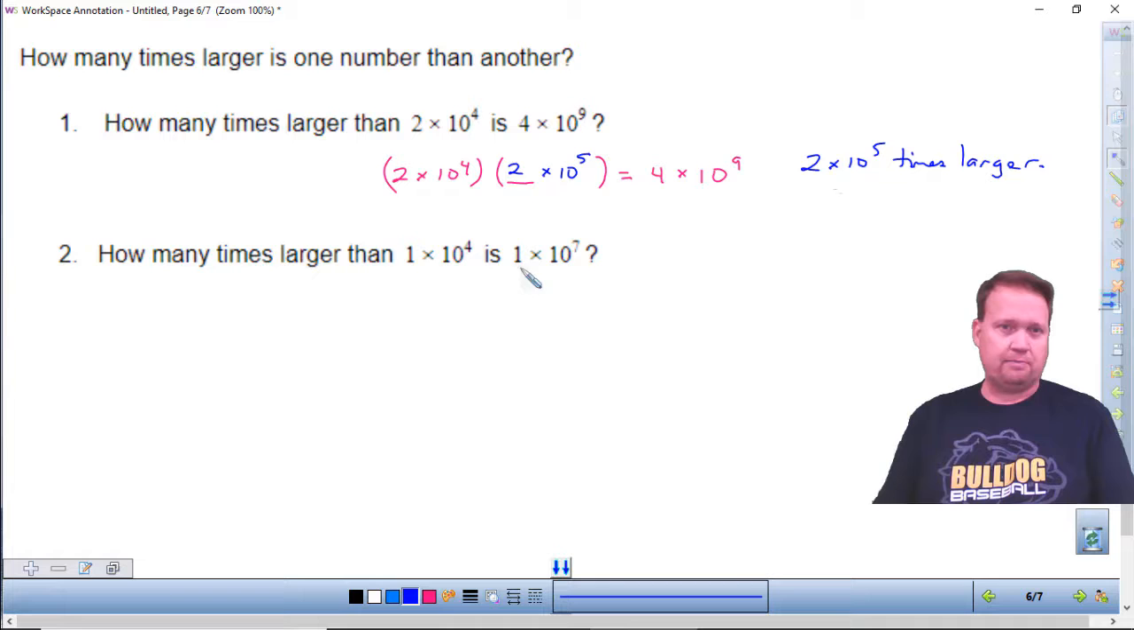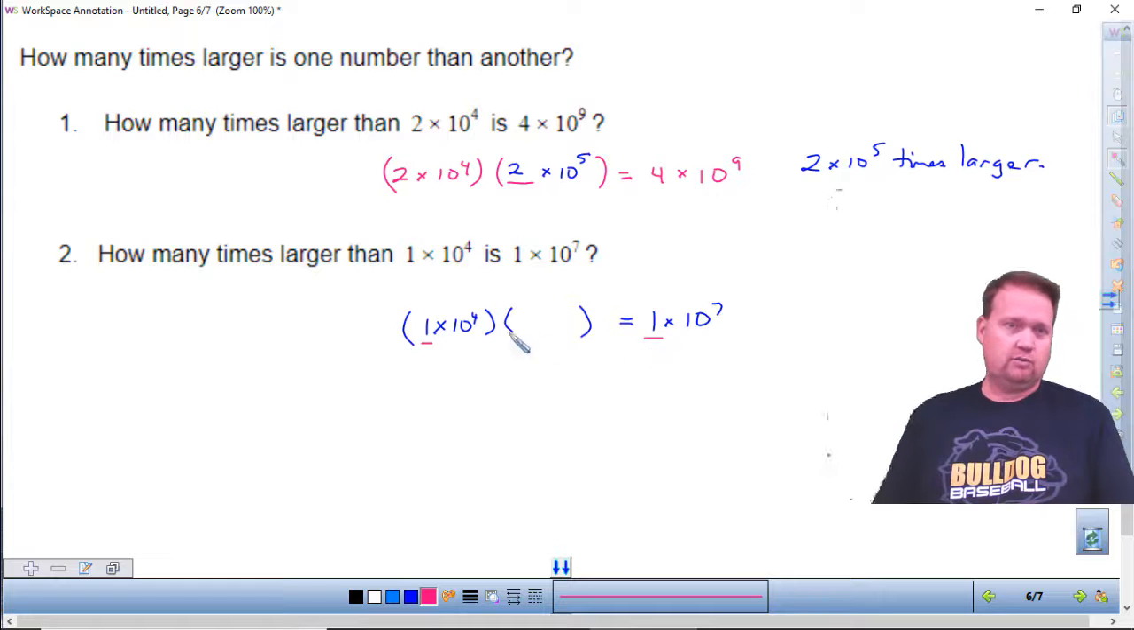Let's take a look at another example. How many times larger than this? This is my smaller one. This one has the bigger exponent, so I'm going to put that over here on the right side. And I want to know, what do I multiply that by? That's a 1 times 10 to the 4. And now the question is, what goes in the parentheses? Well, there's a 1, and it's also a 1, and 1 times 1 is 1, so this has to be a 1. And now we're just going to fill in the rest, times 10 to the, and what's the missing power? It was a 4 here, and here it's a 7. I'm missing 3 more 10s. So the answer to this is 1 times 10 to the 3rd larger.